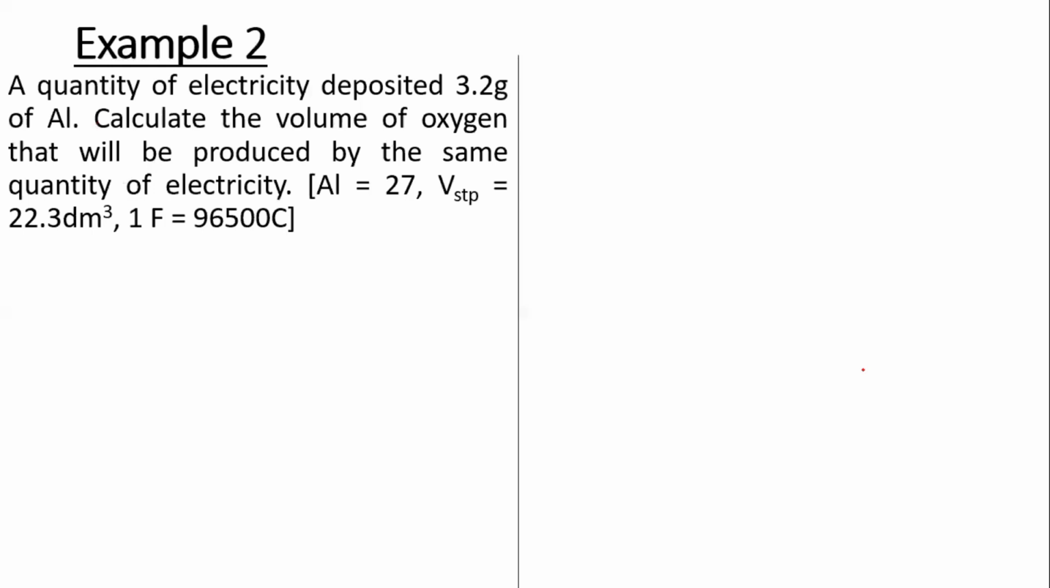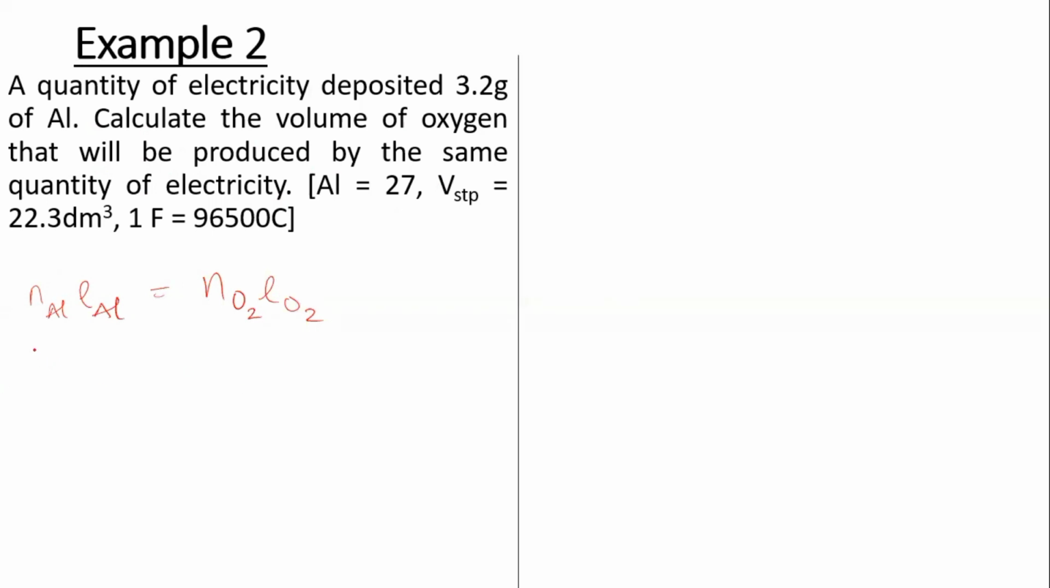Now let's go to the last question. The question says that a quantity of electricity deposited 3.2 grams of aluminium. Calculate the volume of oxygen that will be produced by the same quantity of electricity. All right. So of course, we're going to be comparing the mole of aluminium and the charge of aluminium equals to the mole of oxygen and the electron passed in oxygen.